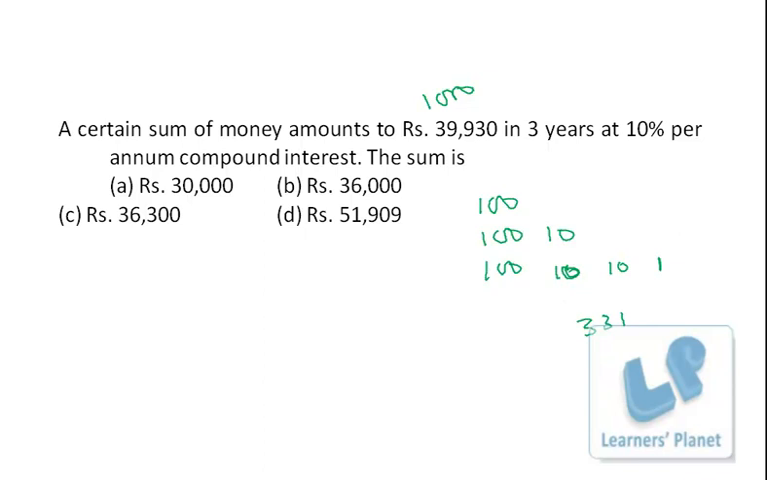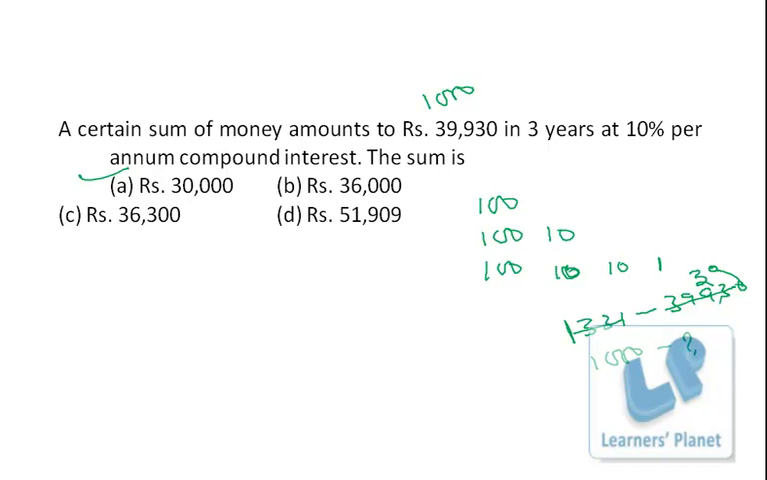No, this is actually compound interest, and 39,930 is the amount. So the total amount will be 1331, principal 1000 plus compound interest. And that is 39,930. Then 1000 is what? Okay. Now 1331, you can see this is just 30 times. So that is 30 into 1000. 30,000 is your sum. Now isn't it so easy? And we are doing this problem without using any formula.